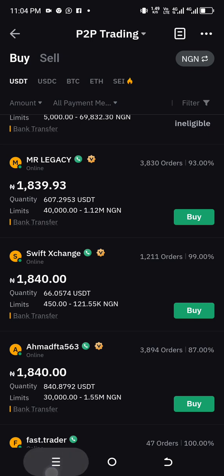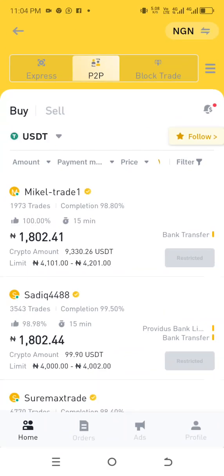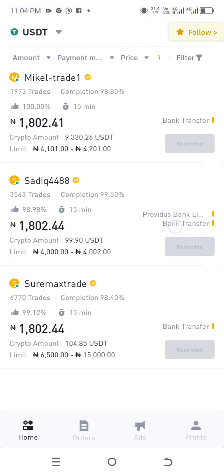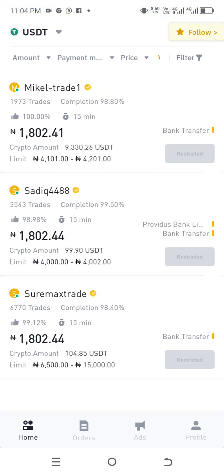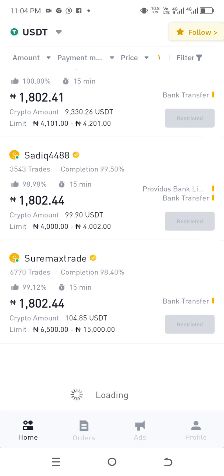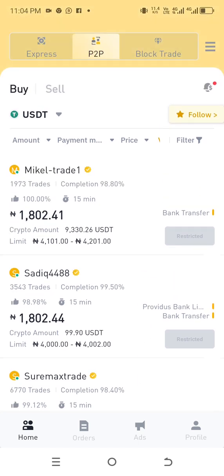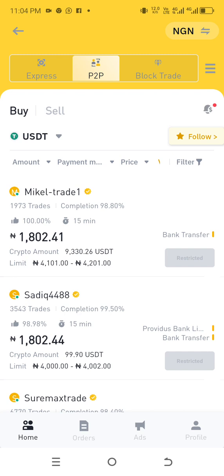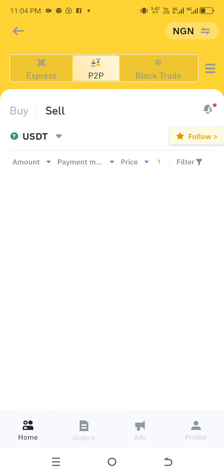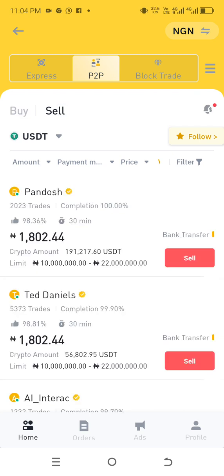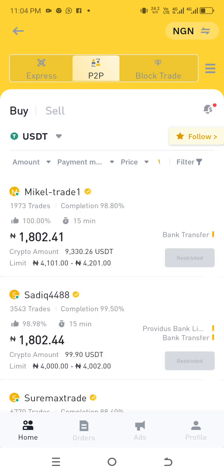So let's quickly go to Binance and see how much Binance is selling. Binance is still selling at 1800. You can buy from Binance at 1800 and sell on Bybit at 1814 naira. Wow, that's a massive profit, right? That's a very great profit.